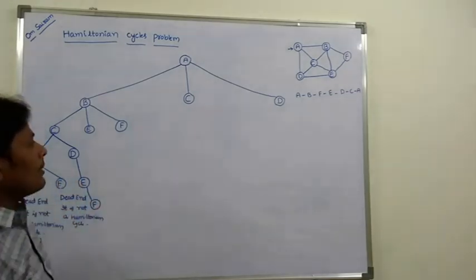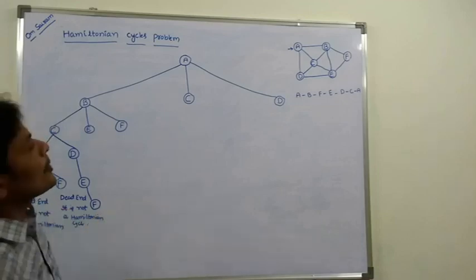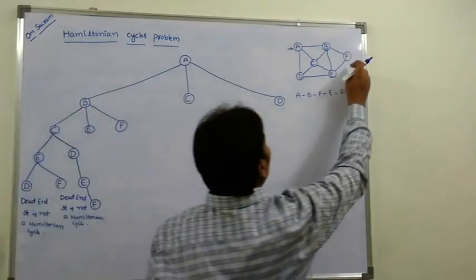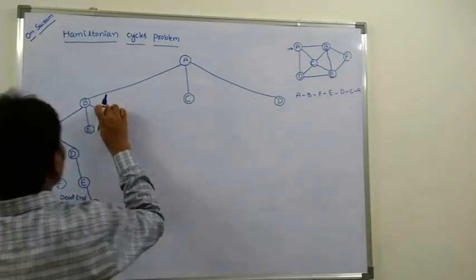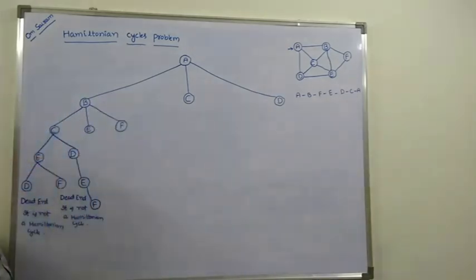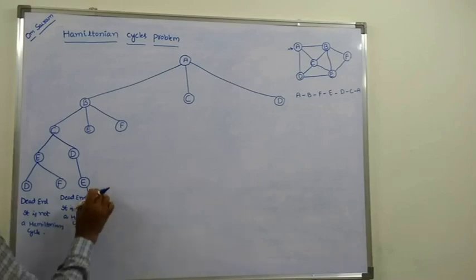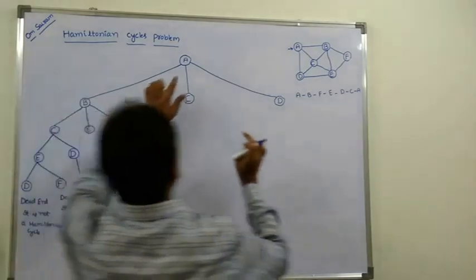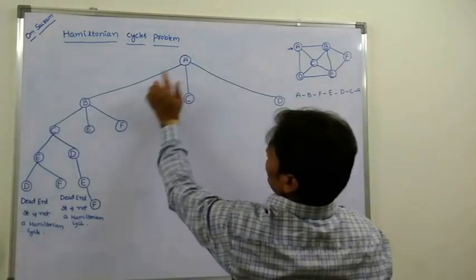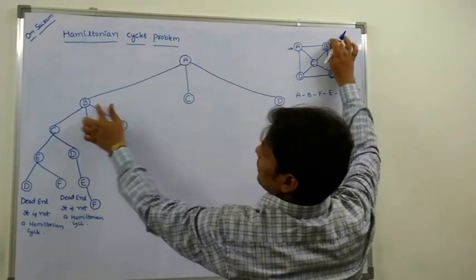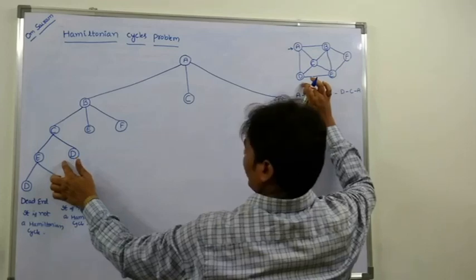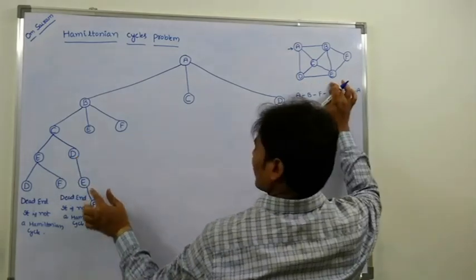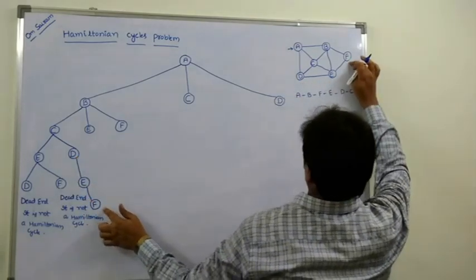Next, what are the adjacent nodes for node F? B and E. So B is already completed, E is already completed. So consider the path A, first visit A, next go to B, next go to C, next go to D, next go to E, next go to F.